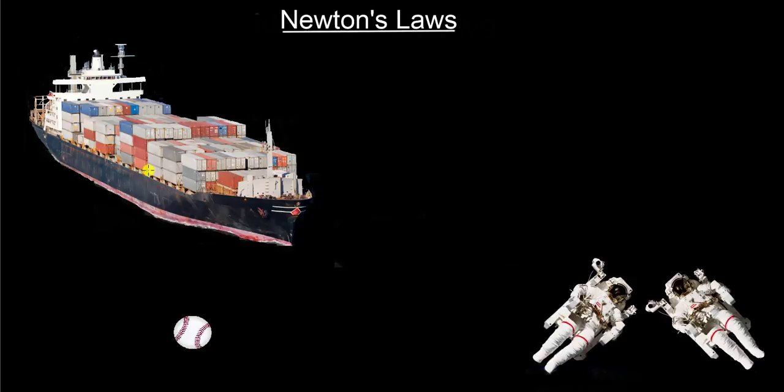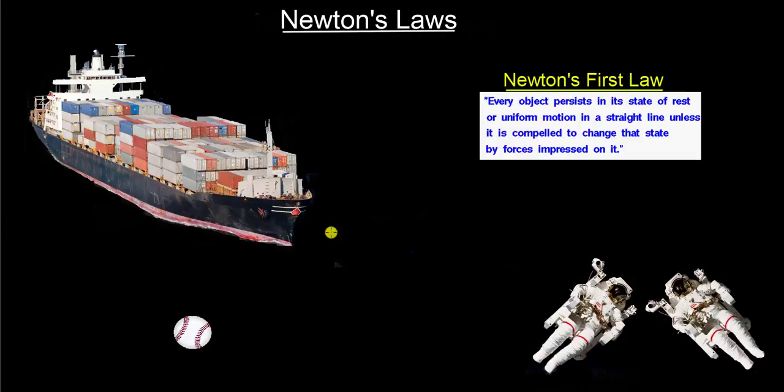What is Newton's first law? Newton's first law of motion. This is a formal definition I got from the NASA website. Every object persists in its state of rest or uniform motion in a straight line unless it is compelled to change that state by forces impressed on it.